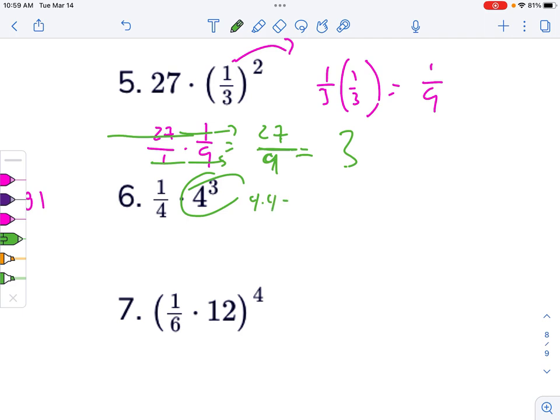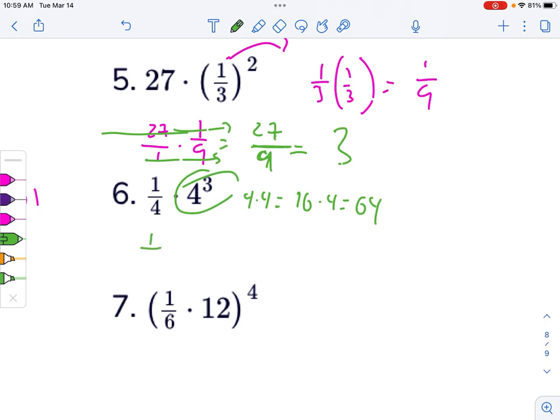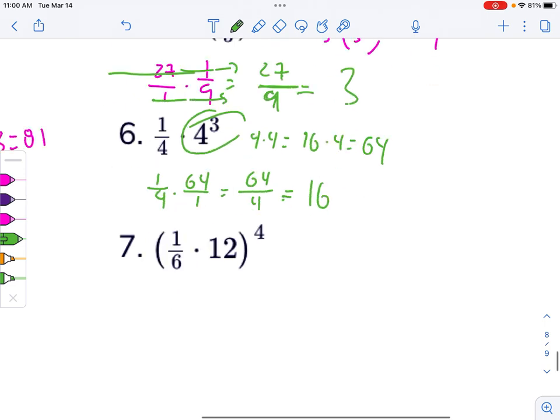4 to the 3rd power. Okay, so let's do this. 4 times 4 is 16. Times another 4 gets me all the way up to 64. All right. So I know that 4 cubed equals 64. So 1/4 times 64 over 1 is 64 over 4. So how many 4s are in 64? There's a bunch. There's like 16 of them. So 64 divided by 4 is 16.